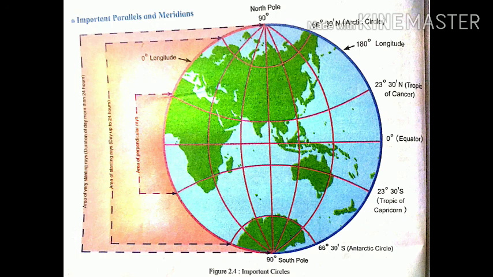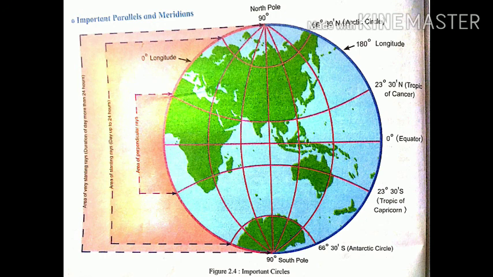Now, about the meridians. The two important meridians are shown. Towards the left side is the 0 degree longitude, to which we call it as 0 degree prime meridian also. To your right side is the 180 degree longitude. Both these forms one complete circle which divides the earth vertically into eastern and western hemisphere.